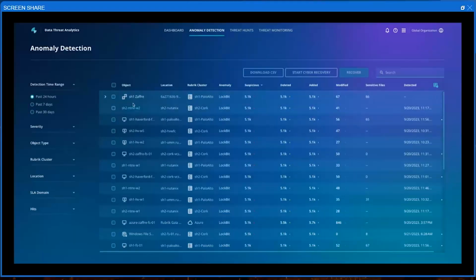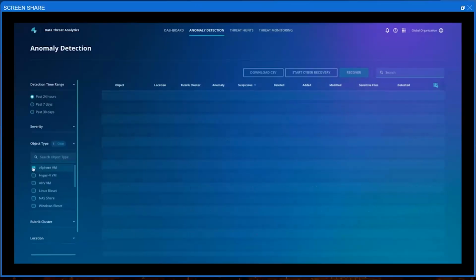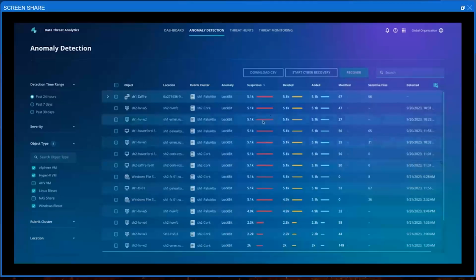So you've got deleted files across the board for all these servers, and then the same number of suspicious files that were added to those servers. And so this is very indicative of a ransomware attack, right? The good data is gone, it's deleted, and that data has been encrypted and re-added to that environment.